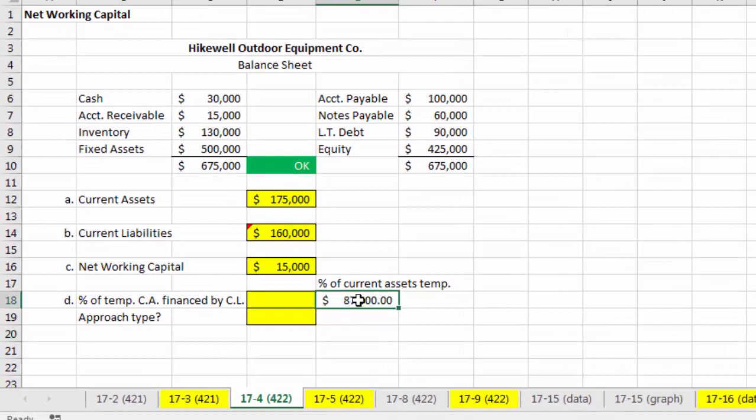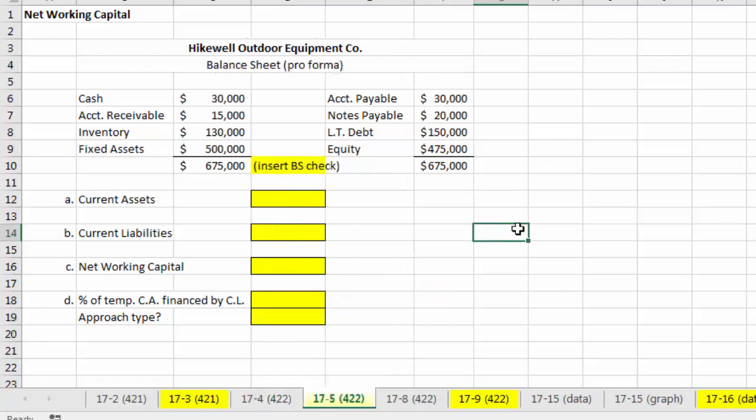Okay, so when we think about the percent of temporary current assets that are financed by current liabilities, well, current liabilities is more than the total of temporary current assets. So that means we're financing all of that with current liabilities. So I'm just going to type that in. I don't need to do an equation. It's just 100%. So what type of approach would we be dealing with here? Aggressive, conservative, or moderate? Well, given that current liabilities are far greater than temporary current assets and almost the total of all current assets, this is going to be an aggressive approach.